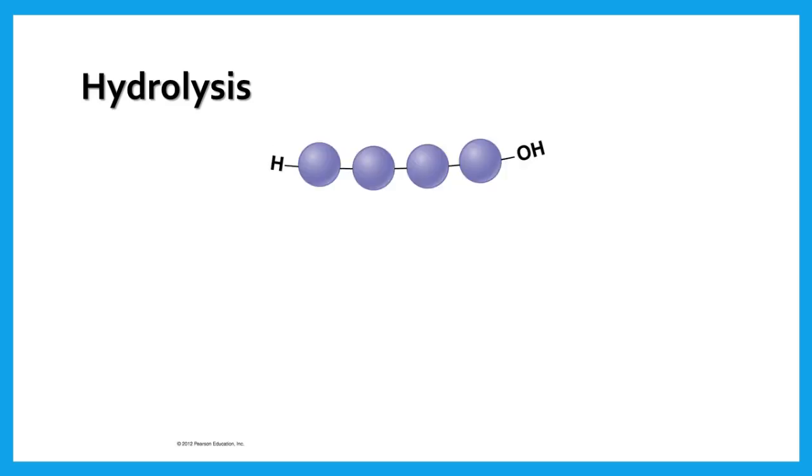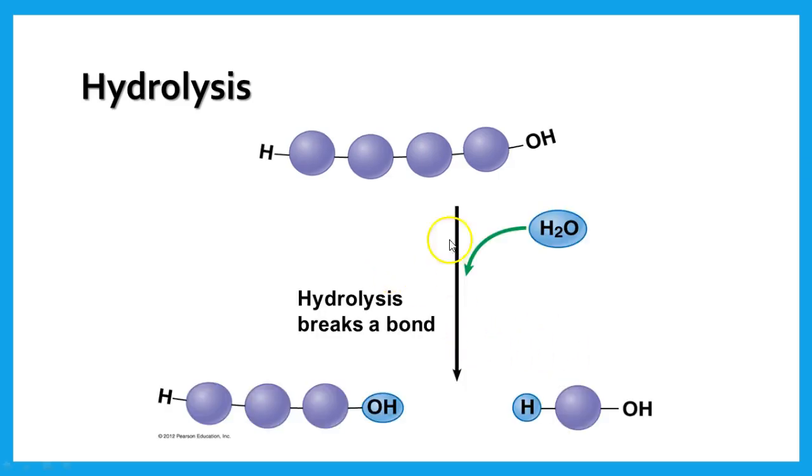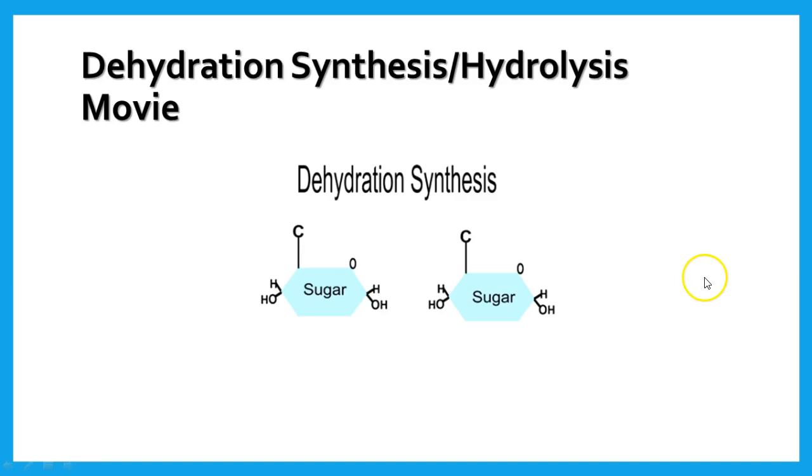So here we have our longer polymer, and we have an enzyme that assists this activity as well, and it's going to add water back in. So the hydroxyl group is going to be added to one part of the molecule and a hydrogen to the other part, and then we have our two parts that we started with. Here's a little video to show you how this works.